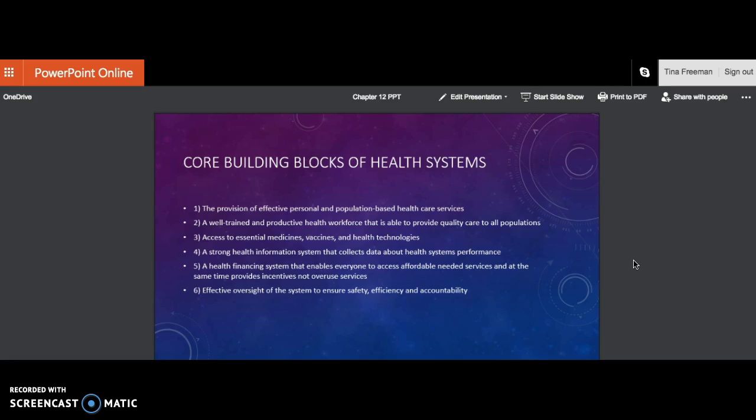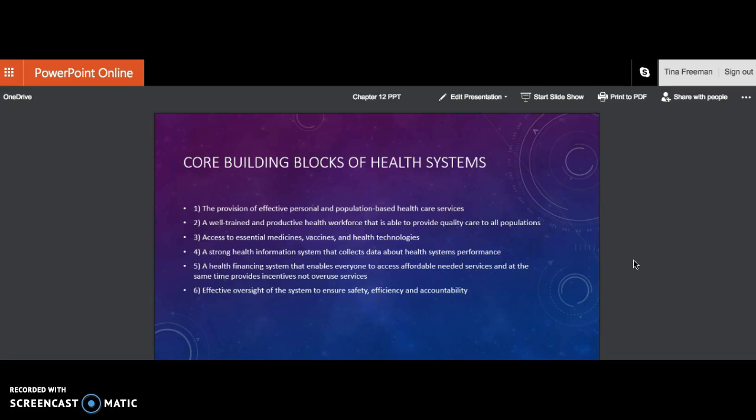So going into the core building blocks of health systems, there are 6 factors that need to be included to effectively build a health system. So we have to have the provision of effective personal and population-based healthcare services. We need to have a well-trained and productive health workforce that is able to provide quality care to all populations. We need to have access to essential medications, vaccines, and health technologies. So far, the U.S. is doing pretty good on these 3.